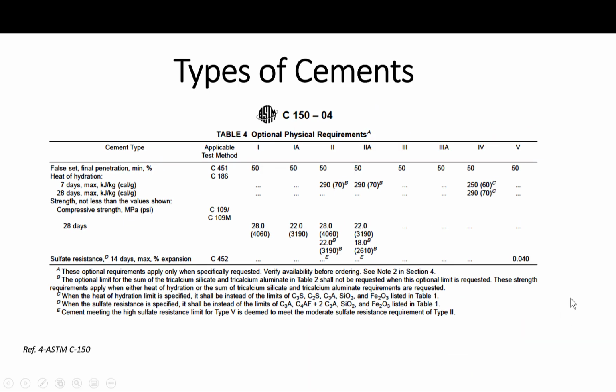This is table number 4. These are optional physical requirements, not standard. Like false set, final penetration, heat of hydration. Although the heat of hydration, almost on every mill certificate, I see it. The compressive strength, and the sulfate resistance. Of course, the sulfate resistance, if we are using certain type cements, becomes a standard requirement.